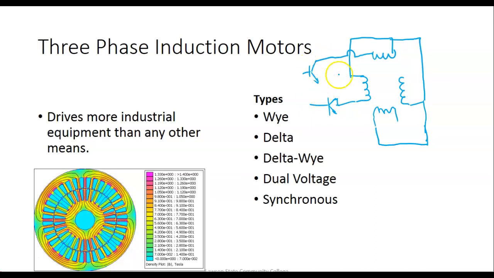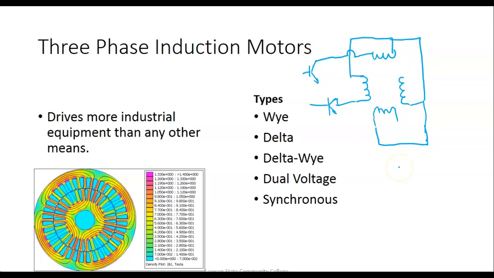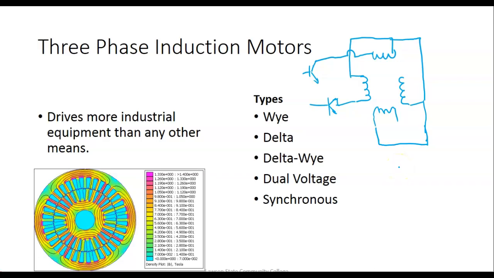And what we do to make it run in one direction is we might fire them counterclockwise, and the motor would do what? Run clockwise. If we fire clockwise, the motor would run clockwise.